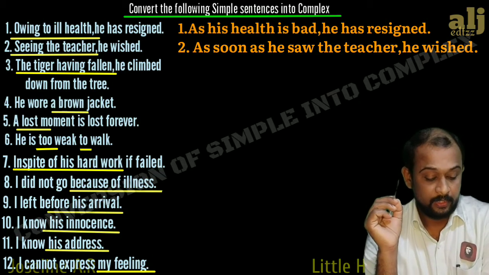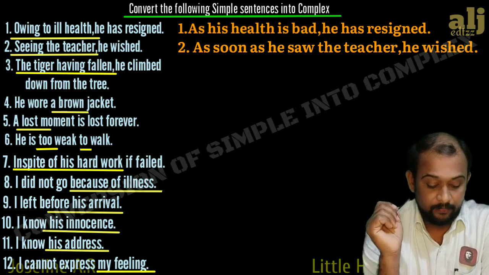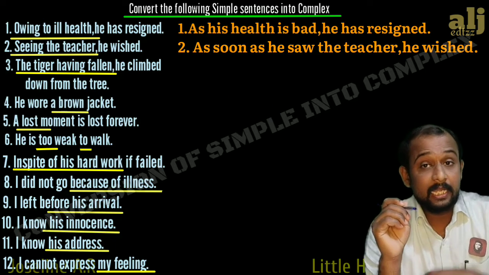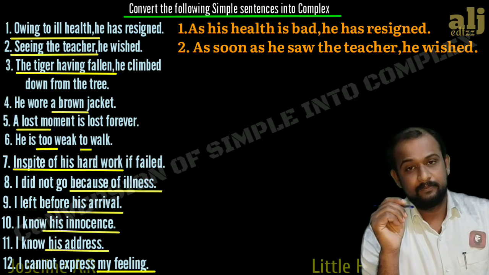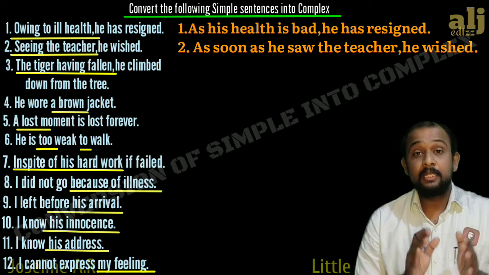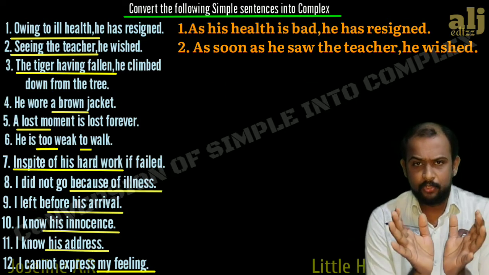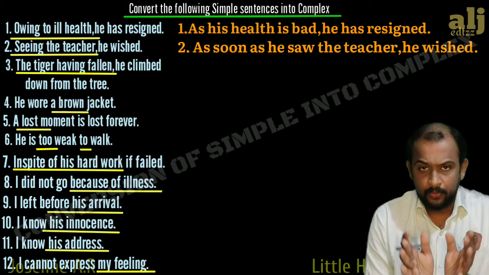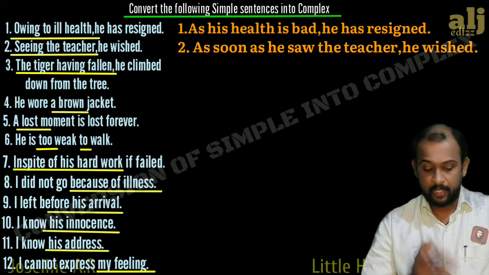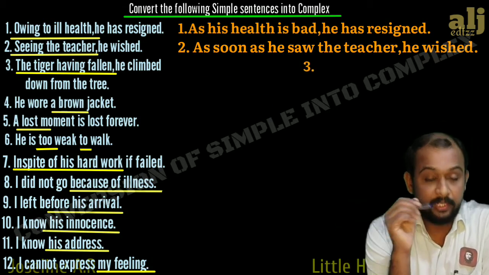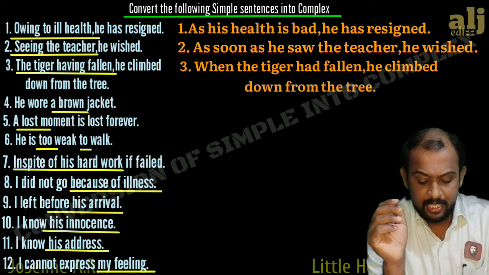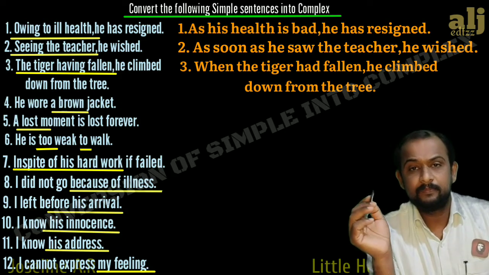Okay. Next. The tiger having fallen, he climbed down from the tree. The main clause is he climbed down from the tree. The tiger having fallen is just a group of words which doesn't convey complete meaning. So it is a phrase. You have to convert this into a clause. Okay, see. When the tiger had fallen, you retain the main clause as it is. He climbed down from the tree.